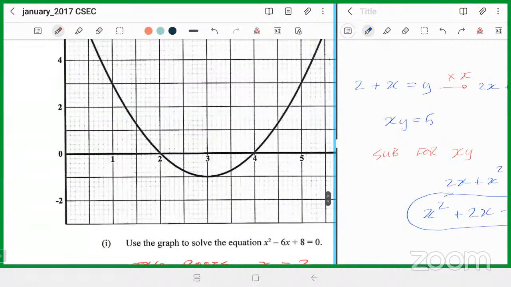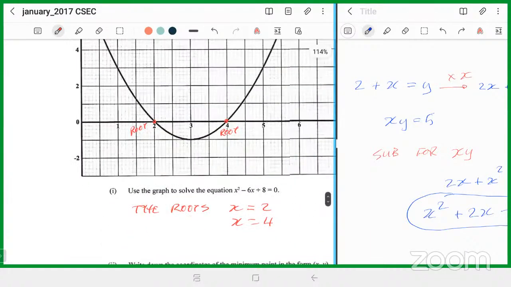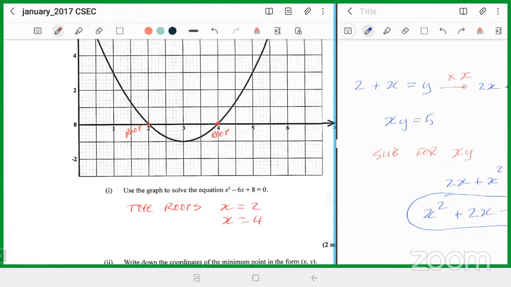I'm going to say something like roots, root, root. Because I use the word roots down here, I'm saying to the examiner, the solutions of this are the roots, and these are the roots. 2 and 4, x equals 2, x equals 4. All right. That is that.